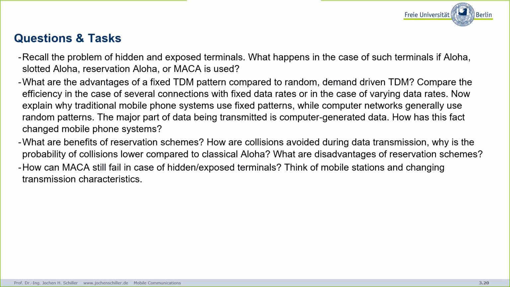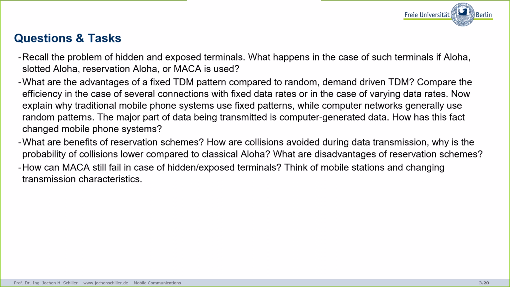So slotted Aloha doesn't really make it any better. Slotted only means that you are allowed to start sending only at certain points in time. But you have the same problems of hidden terminals and you do not care about exposed terminals. You're absolutely right. That's exactly the same.